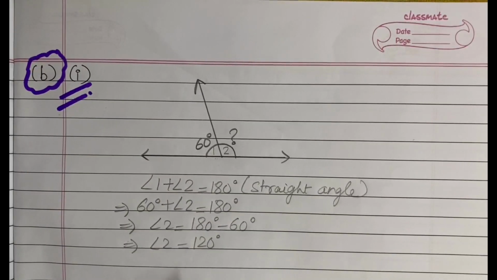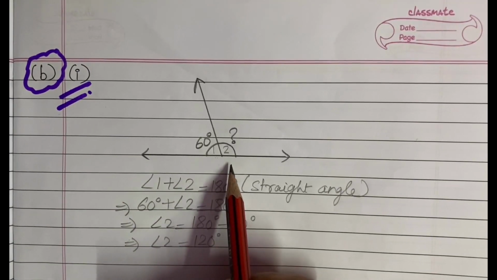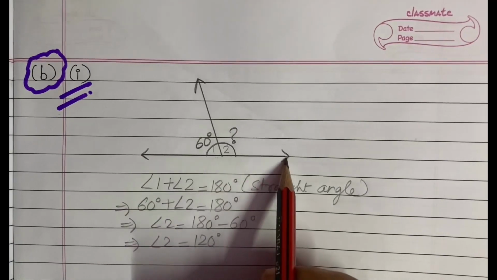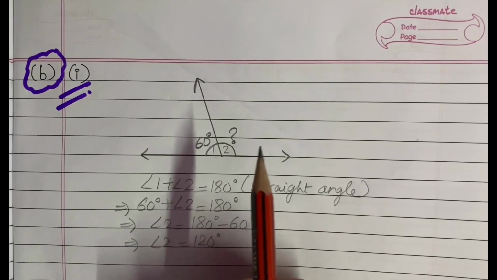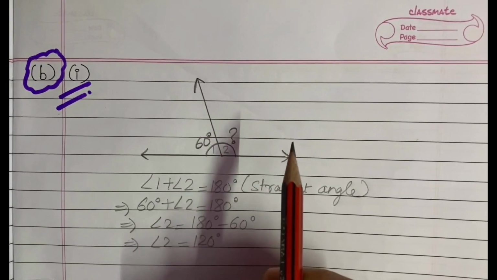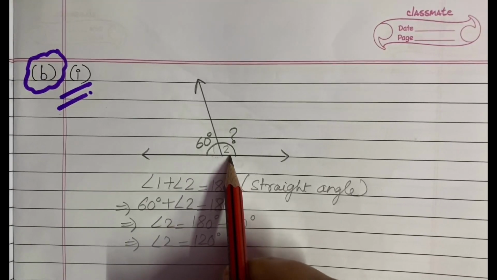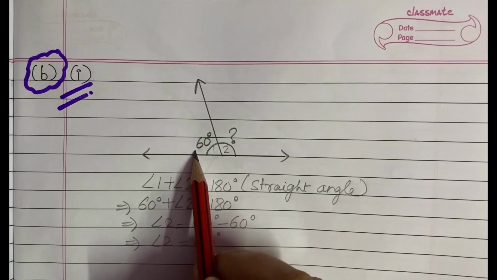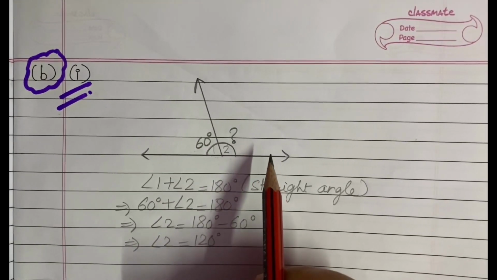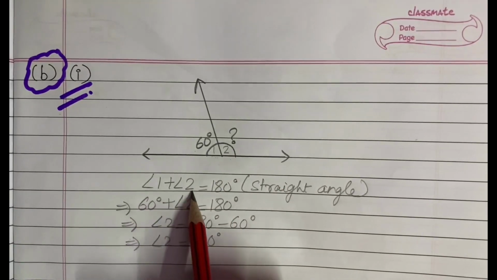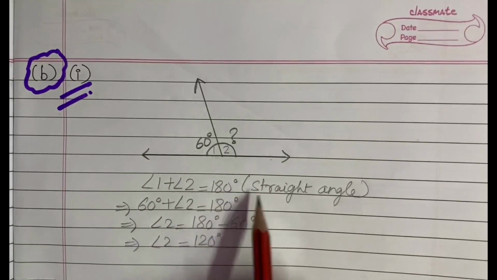Next is question B, first part, and in this one a diagram is shown to you. In this diagram, you will see this is a straight line, and you know that a straight line makes a straight angle, and the measure of a straight angle is 180 degree. On this line we have two angles, that is angle 1 and angle 2. The value of angle 1 is 60 degree and the value of angle 2 we don't know, that is question mark, right? So angle 1 plus angle 2 will be equals to 180 degree because this is a straight line and it forms a straight angle.